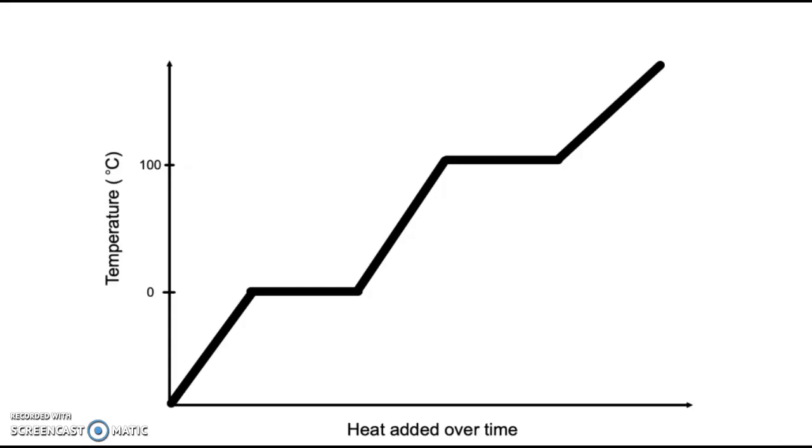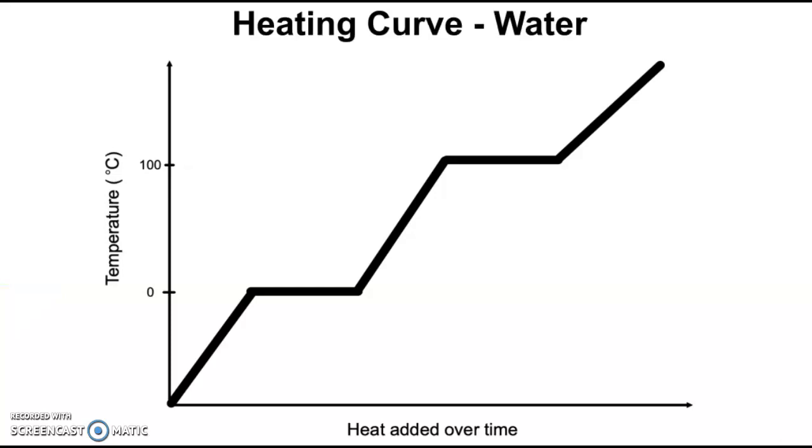And just to orient you, on the x-axis here is the heat added over time, and on the y-axis is temperature. This particular one is listed in degrees Celsius, and two important temperatures are listed, 0 degrees Celsius and 100 degrees Celsius. This leads me to believe that this is a heating curve for water, since 0 degrees Celsius and 100 degrees Celsius are really important points for water.